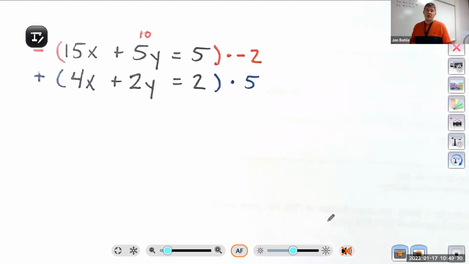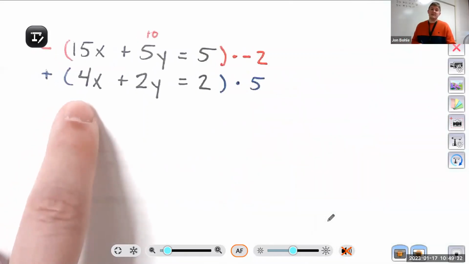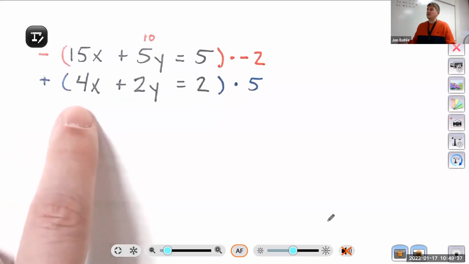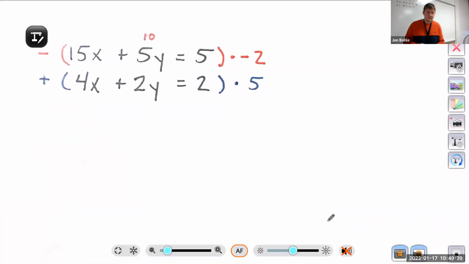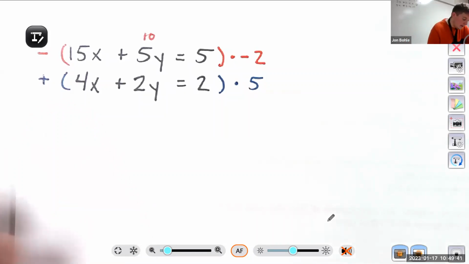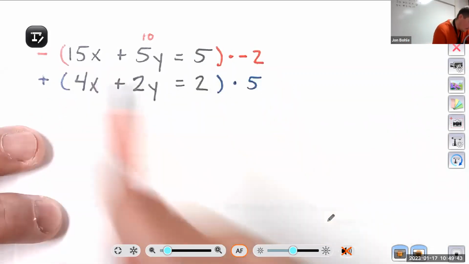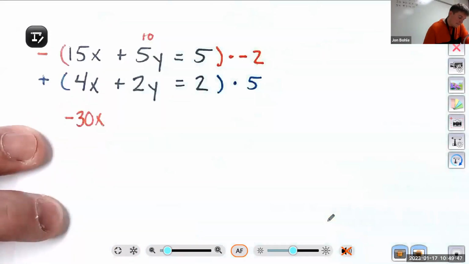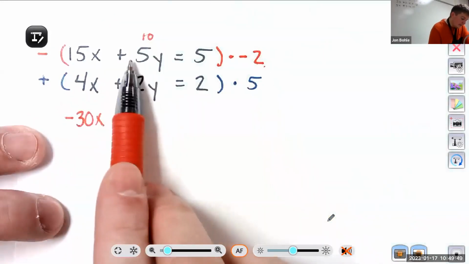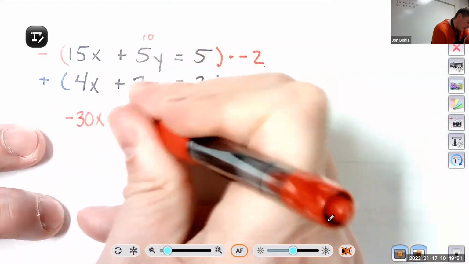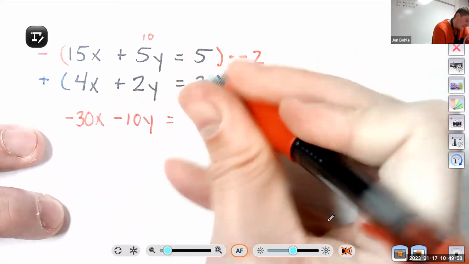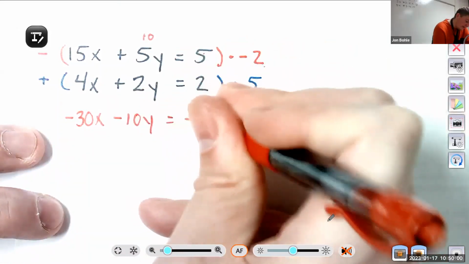Does anybody know what I would try to get to if I tried to do opposites in the x's? What number would I try to get to? 60, 4 times 15. But we did the y's. Okay, ready? Negative 2 times 15, negative 30. Negative 2 times positive 5 is negative 10. That's perfect. That's exactly what we wanted to see in the first place. And then also 5 times negative 2 is also negative 10.